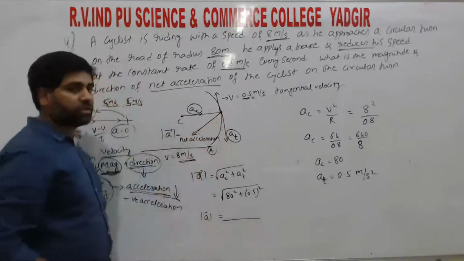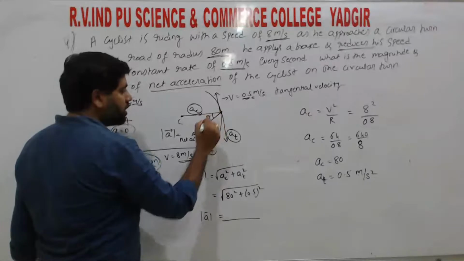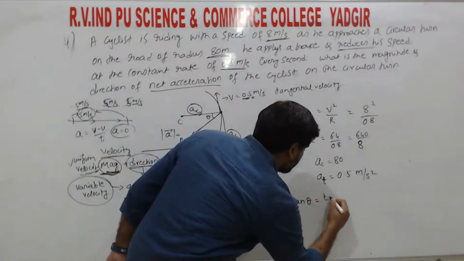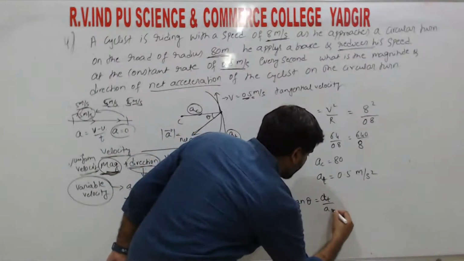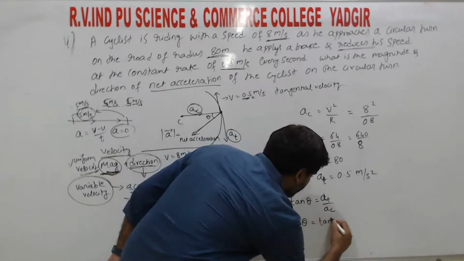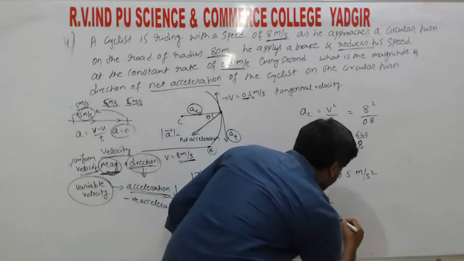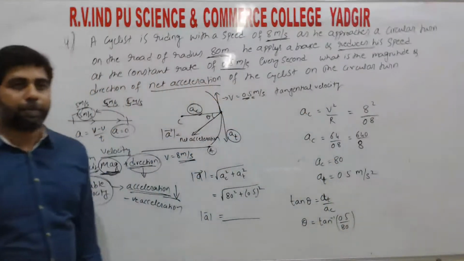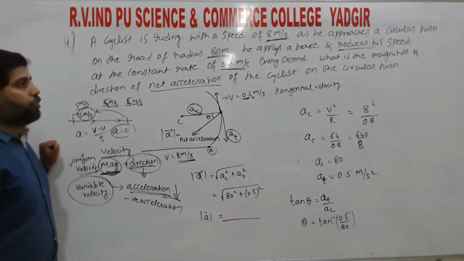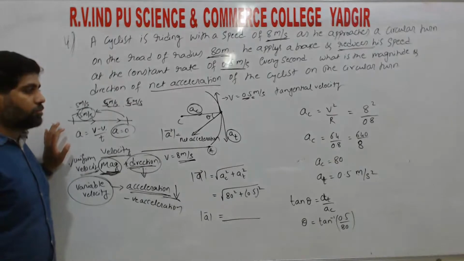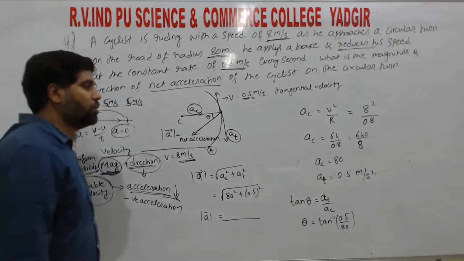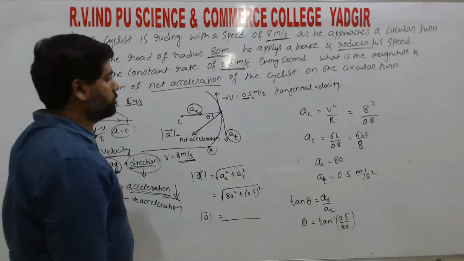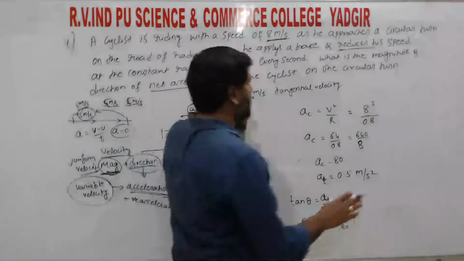So this is the net acceleration, right? If we take an angle theta here, that is the direction. So tan theta is equal to opposite, that is 80, divided by adjacent. So theta is equal to tan inverse of 0.5 divided by 80.